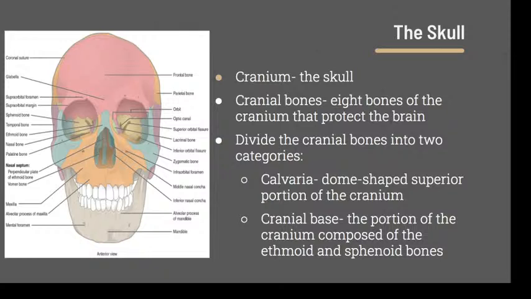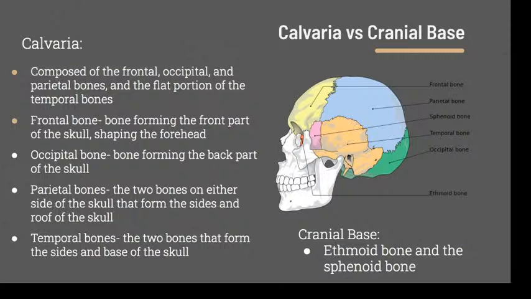Some of the cranial bones are attachment points for muscles that move the head, jaw, and neck. Muscles that produce facial features are also attached to the cranial bones. And many physicians divide the cranial bones into two categories, the calvaria and the cranial base.